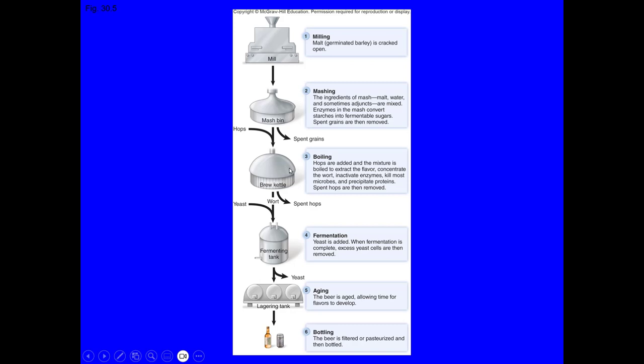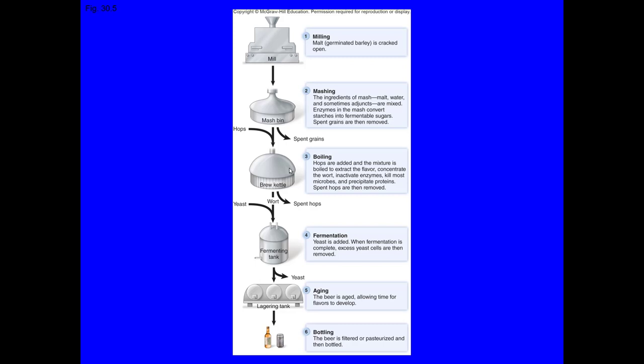Then you boil. Now, the hops are going to be added. Again, they have certain antimicrobial capabilities. They're going to add to the flavor, and you're going to basically concentrate the wort and activate the enzymes, obviously, with the boiling, and kill most of the microbes and precipitate the proteins. Okay, spent hops are then removed.